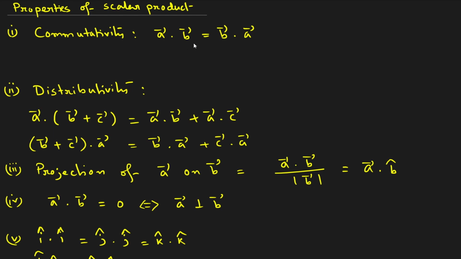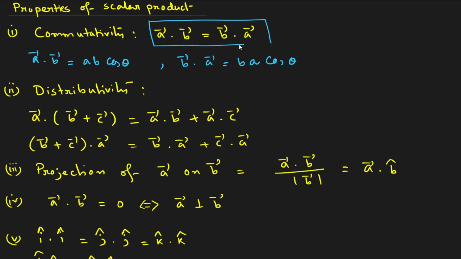Now let us see some very important properties related to scalar or dot product. First one is the commutative property. Just now we have shown that a bar dot b bar is nothing but a b cos theta. Similarly, if you find b dot a, it will be modulus b bar times modulus a bar, and then cos of theta. So both are the same. That is why a dot b is equal to b dot a. Dot product is commutative.